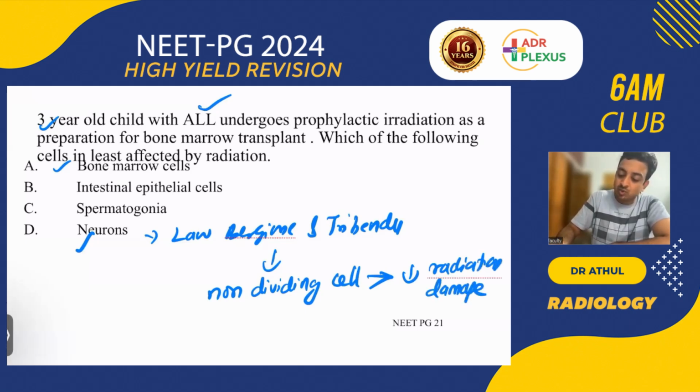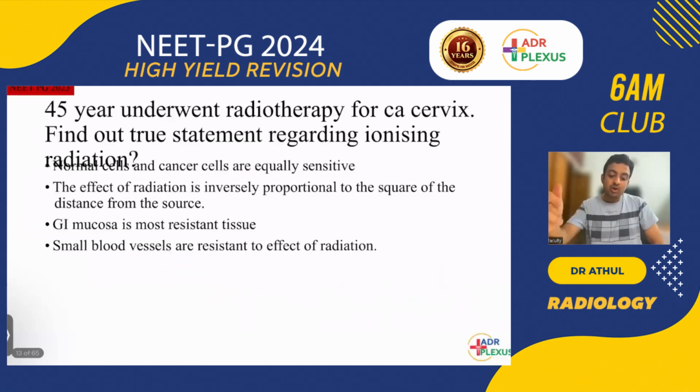So if they change the least into most, what will be the answer? Please tell me. A, B, C, or D. Then it will usually be bone marrow cells that are the first to be affected. Okay. Now come to the other question.